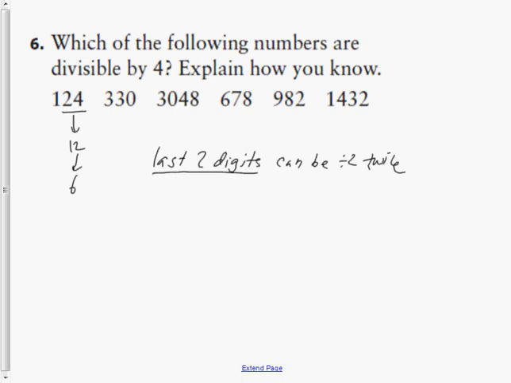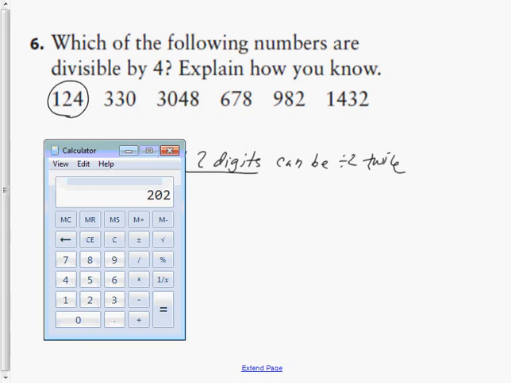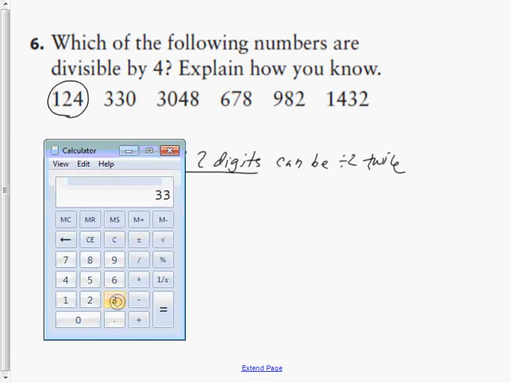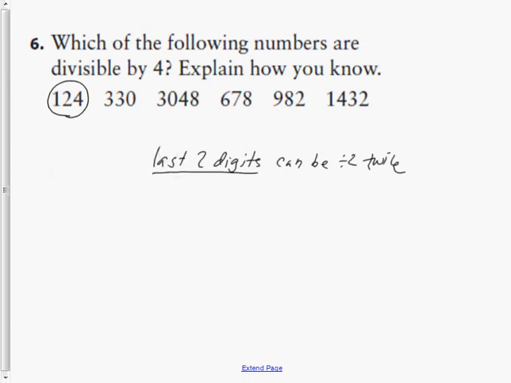So therefore, because the last 2 digits can be divided by 2 twice, that number is divisible by 4. And if I take the number 124 and I divide it by 4, I get 31. For the next one, these last 2 digits, if I divide them, I get 15. But because I can't do it again, then 330 is not divisible by 4, or it does not have 4 as a factor. So 330 divided by 4 is a decimal number, so 4 is not a factor.